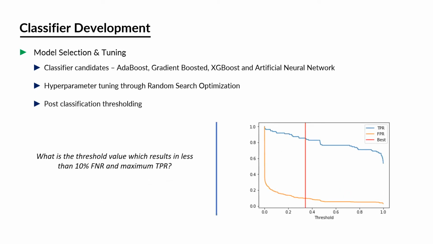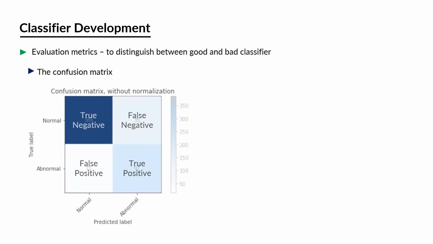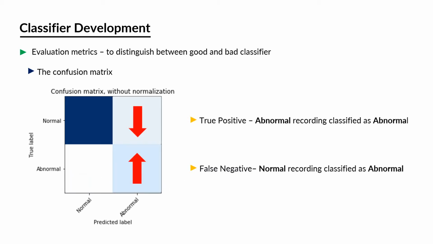In addition to that, post-classification thresholding is also used to tune the behavior of the classifier towards our desired performance, where we want to maximize our true positive rates. In the development of the classifiers, to distinguish between a good and bad performing classifier, the confusion matrix is used, where a good classifier will maximize the true positives and minimize false negatives, where the true positives are abnormal recordings classified as abnormal, and false negatives are abnormal recordings classified as normal.